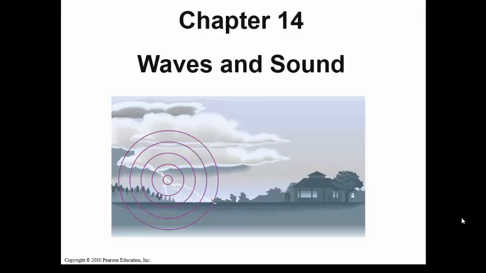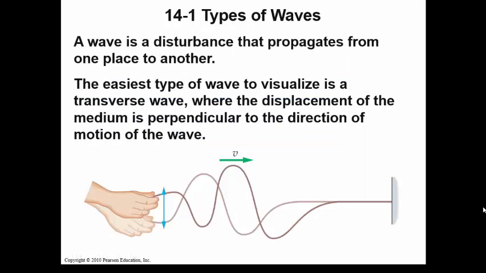In this lecture, we'll focus on waves and sound. A wave is a disturbance that propagates from one place to another. The easiest type of wave to visualize is a transverse wave, where the displacement of the medium is perpendicular to the direction of motion of the wave. Vibrating strings on a guitar or piano wires are examples of transverse waves.